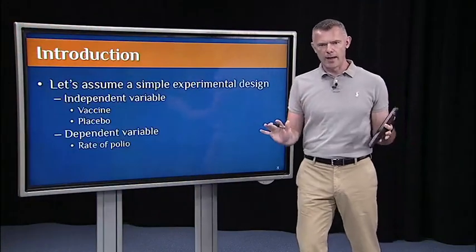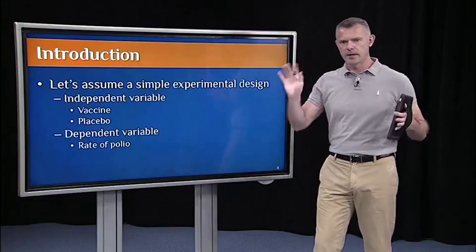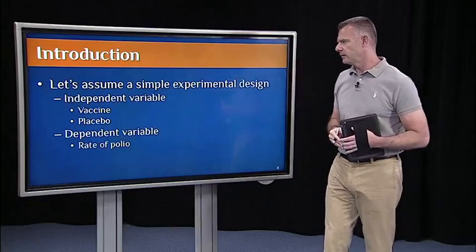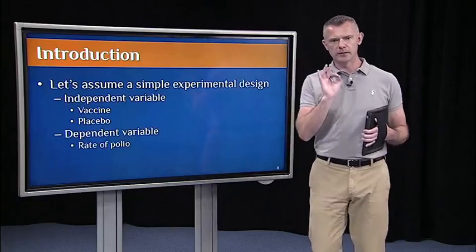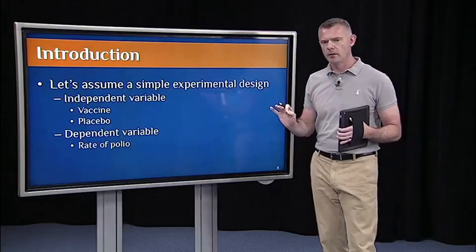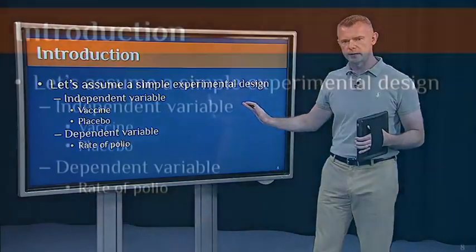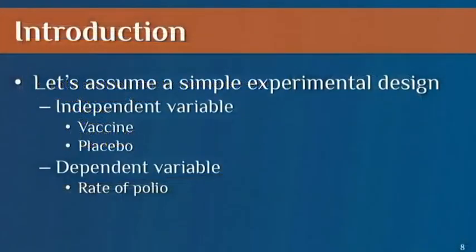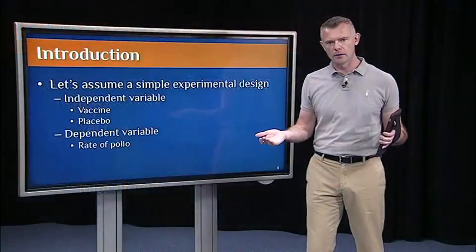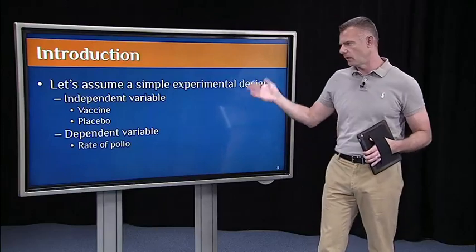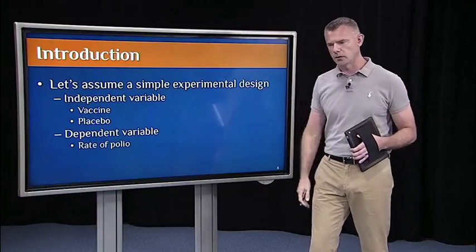So instead of all that, sort of messy, complicated designs, let's just assume a really simple, elegant experiment, taking us back to Lecture 1, which was the polio vaccine example. It was so simple, right? You just had an independent variable, kids were randomly assigned to get a vaccine or a placebo, and then you had one dependent variable. It was just the rate of polio in a community of kids where this manipulation took place.